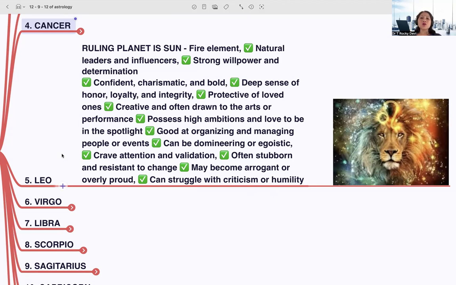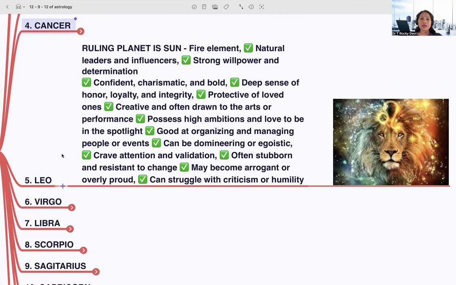Creative and often drawn to the arts or performance. They possess high ambitions and love to be in the spotlight because they are born leaders, so they love to be in the spotlight. And good at organizing and managing people or events. Can be domineering or egoistic too. They crave attention and validation, often stubborn and resistant to change.